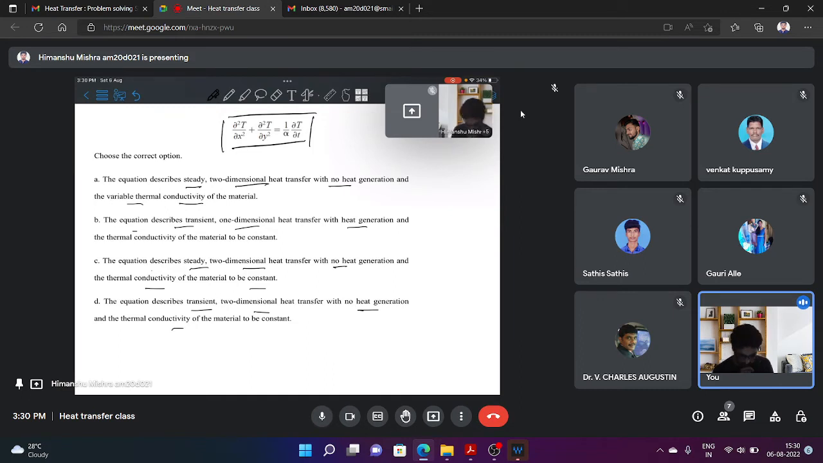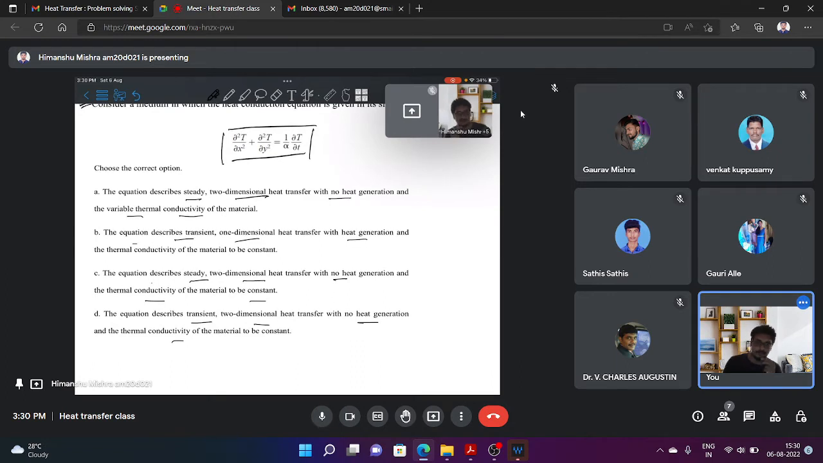Again, D is transient two-dimensional, no heat generation, and constant properties. So can anybody tell what the correct option is in this case? We have been given the equation. You just need to look at the equation and describe it. That's all. Can anyone guess what the equation is telling us? What is the nature of the equation?